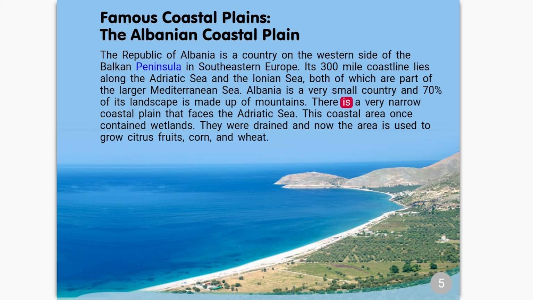There is a very narrow coastal plain that faces the Adriatic Sea. This coastal area once contained wetlands. They were drained, and now the area is used to grow citrus fruits, corn, and wheat.